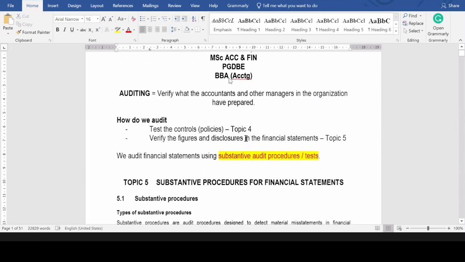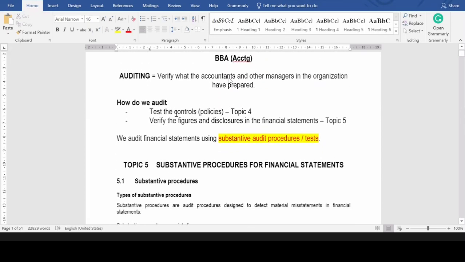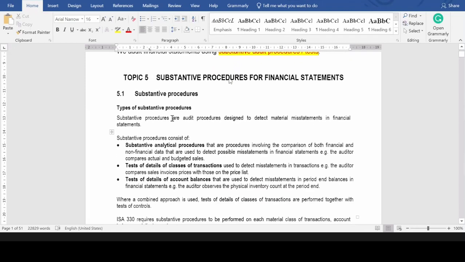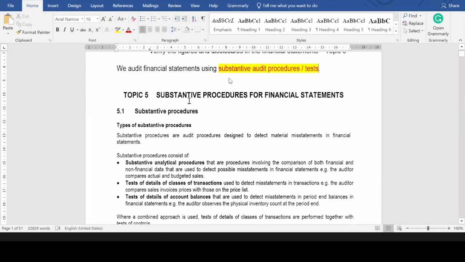But in a combined audit approach, we use both the tests of controls and the substantive tests. You've already looked at the tests of controls in topic 4. Substantive procedures, we mean the audit procedures used to detect material misstatements in the financial statements.